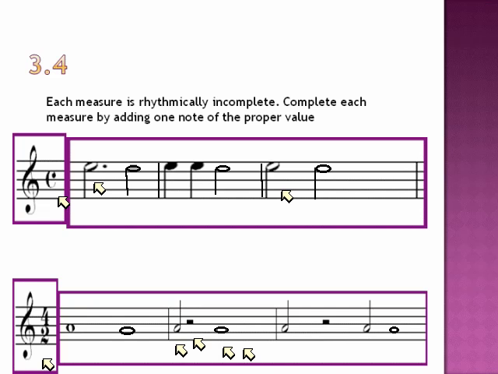A little bit better. I need to put 1 more note, the half note, which makes it a complete measure. That's what you're doing on 3.4.